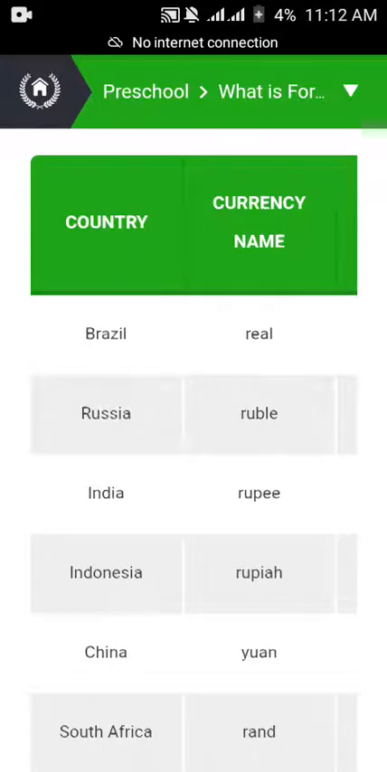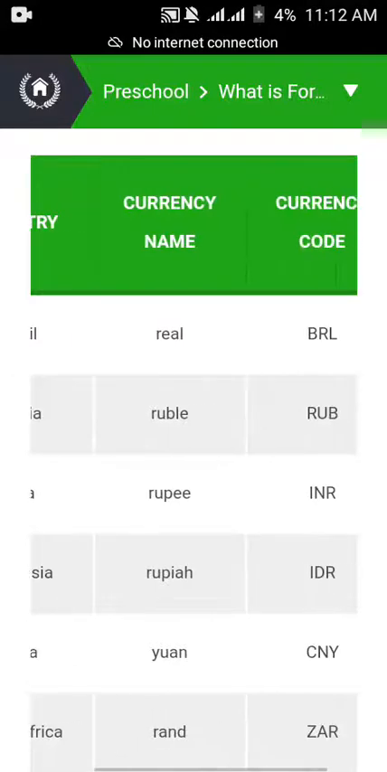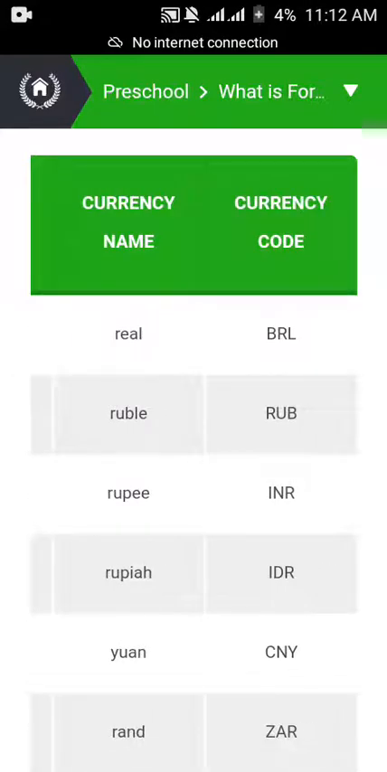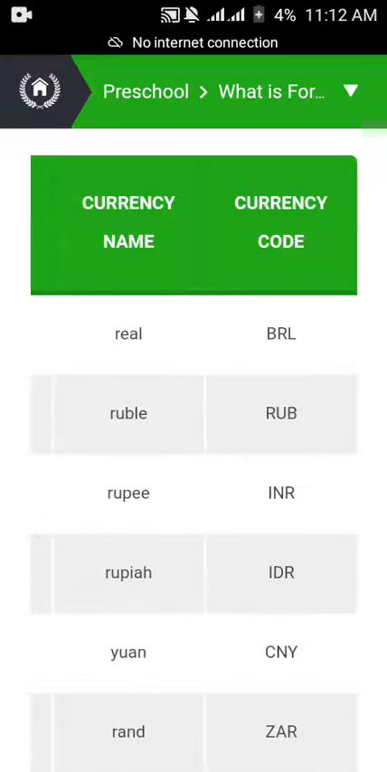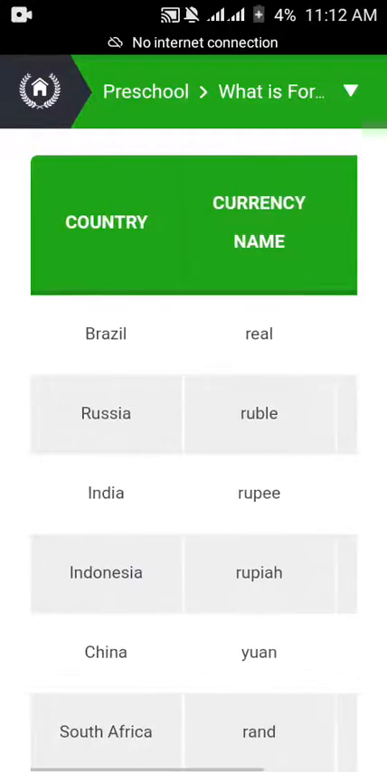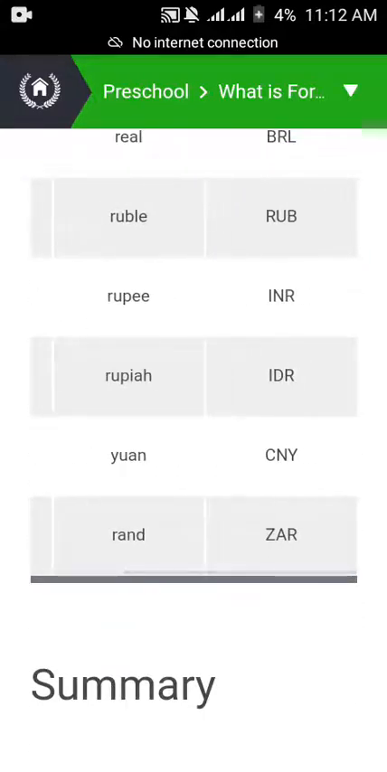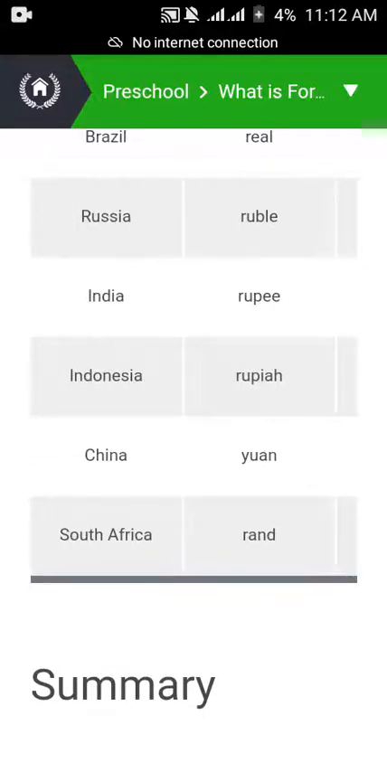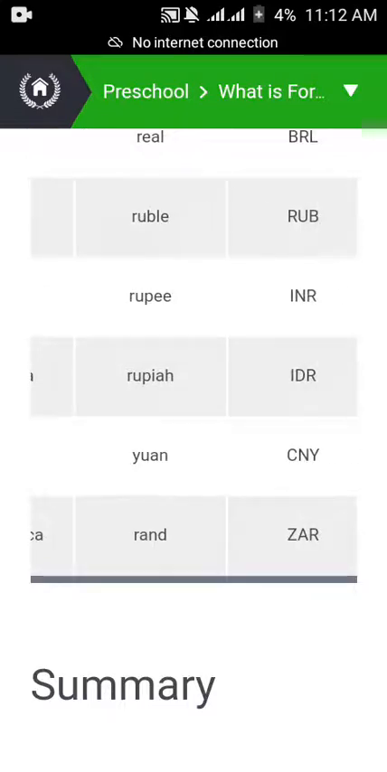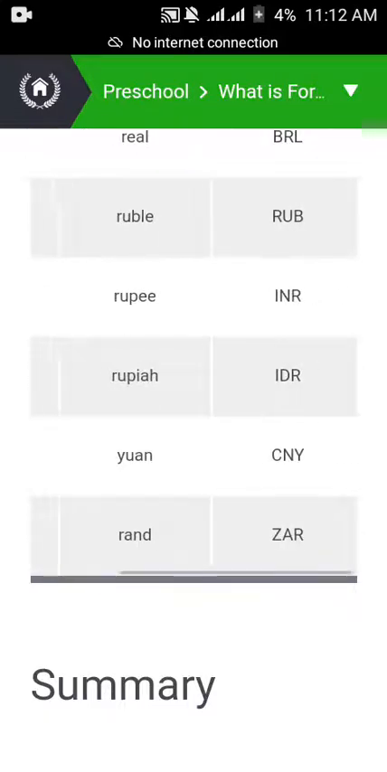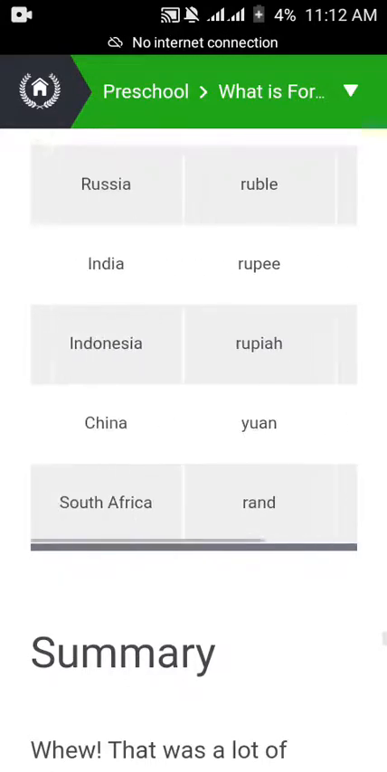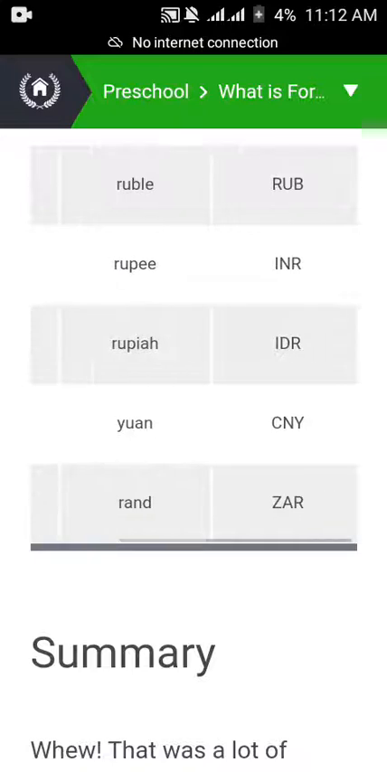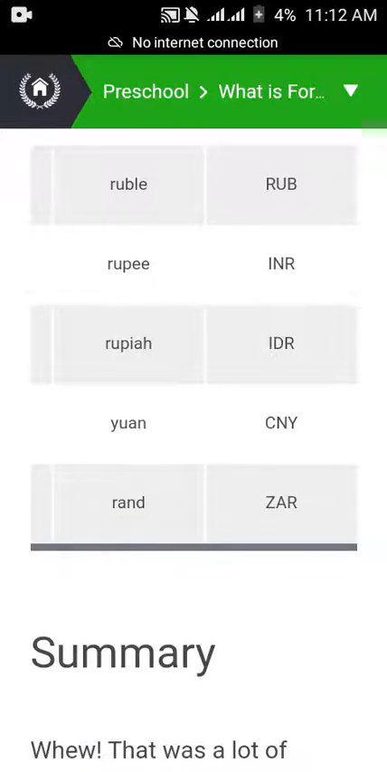Now you have a table that represents this. You have Brazil, and the currency name is real. Then the currency code is BRL. We have Russia, which is ruble, currency code RUB. Then we have India, which is INR. We have Indonesia, which is rupiah, IDR. We have China, which is yuan, CNY. We have South Africa, which is rand, and the currency code is ZAR.